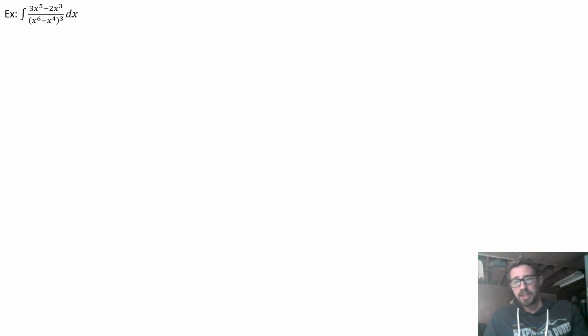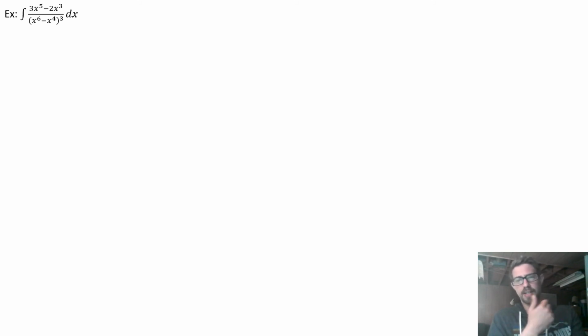One more. I mean, this looks nasty, but it's really the same as what we've been doing. The only function that you could really describe as inner is that x to the 6th minus x to the 4th. So not only is it being raised to the 3rd power, it's also inside a denominator. So you could rewrite this and think of it as being raised to the negative 3rd power. Okay, so that has to be our choice.